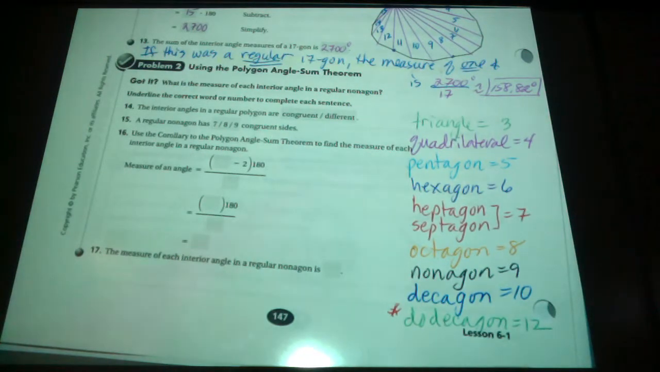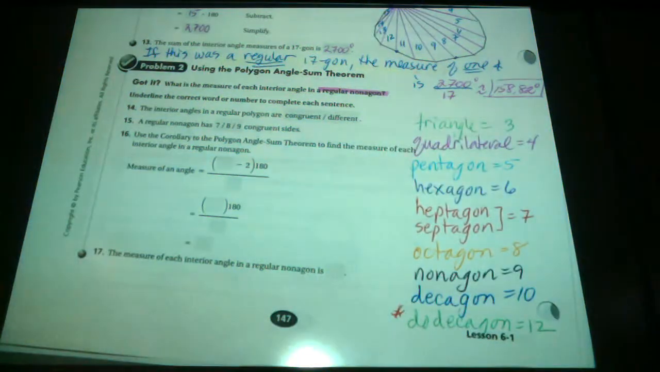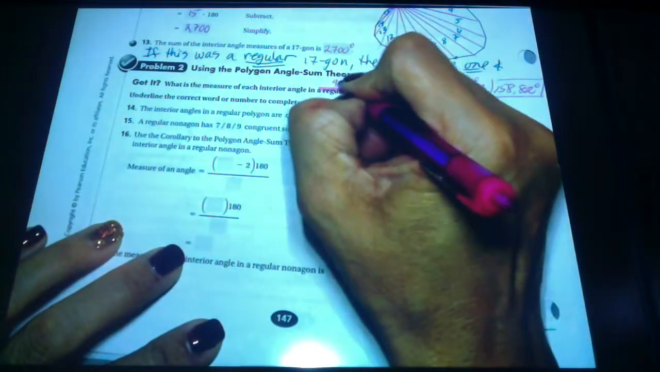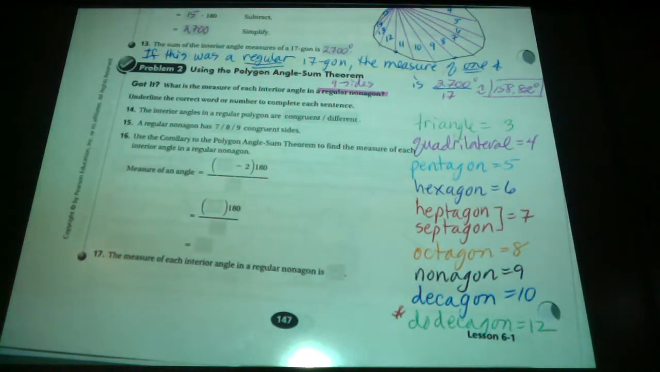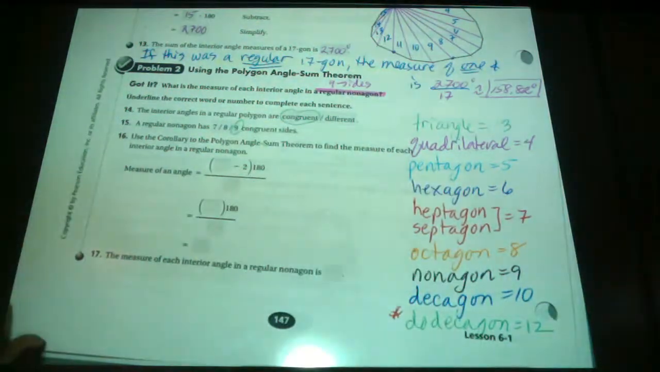Okay, so the fact that they're telling you that you have a regular nonagon, you need to make that connection that this is a 9-sided figure. So that tells me that all of my interior angles are the same, all of my exterior sides are the same, and I have 9 sides. So the interior angles in a regular polygon, are they congruent or different? They are congruent.